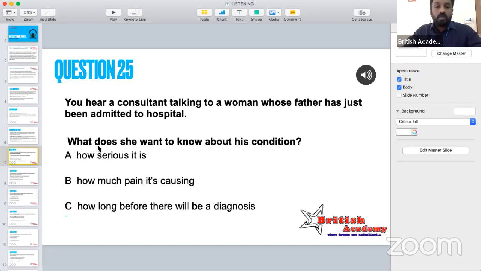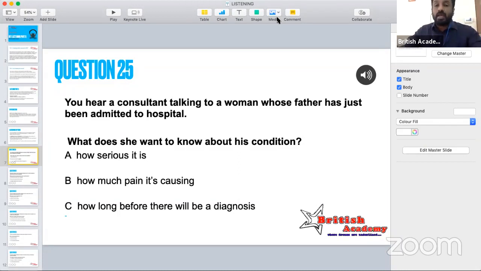So here you should keep in mind that the keywords are know and condition. What this person wants to know about his condition. So you should be very keen to listen and understand what she wants to know. What is the question that comes from this woman, and for which the doctor answers. So whatever question this woman would be asking, you should be very careful to listen to it carefully and try to write notes.